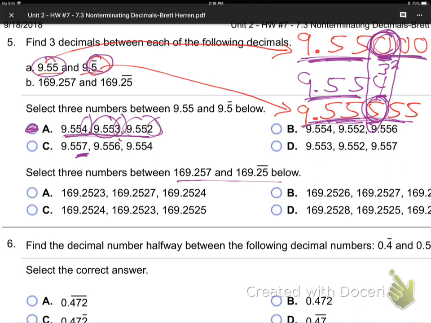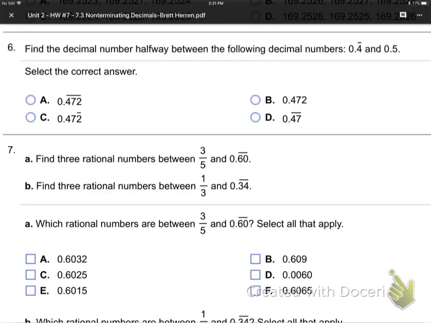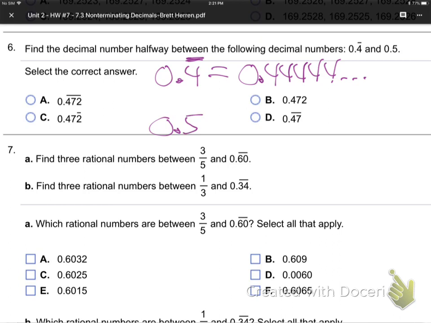So the next one's the same thing. I'm going to move on or I won't finish. So I'm going to go on to making this more and more precise with decimals. So 0.4 bar, which you know is 0.44444 forever, and then 0.5, just straight that. Find a number halfway between them. How do we do that?